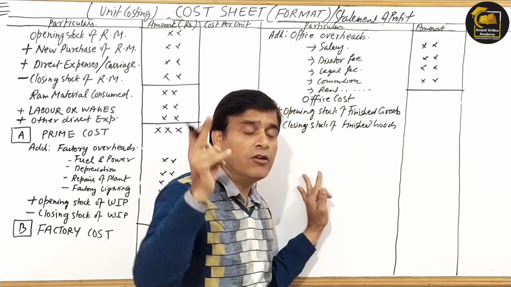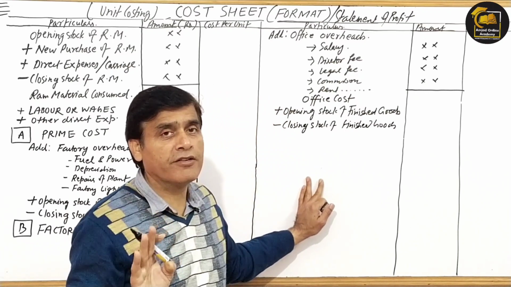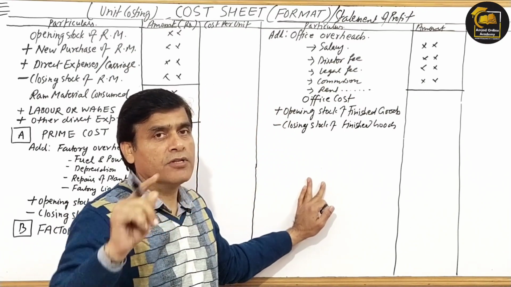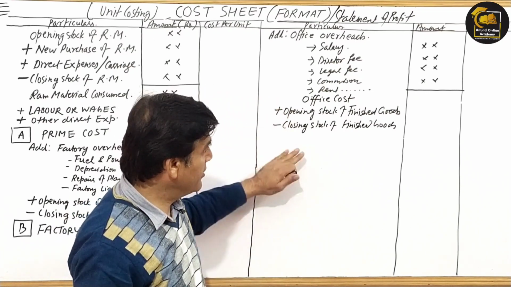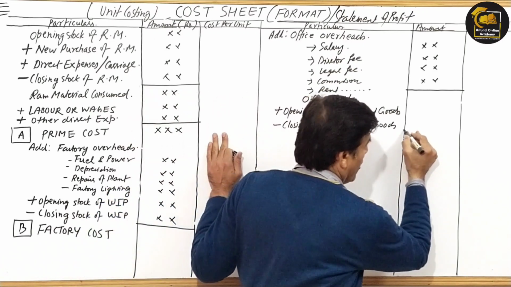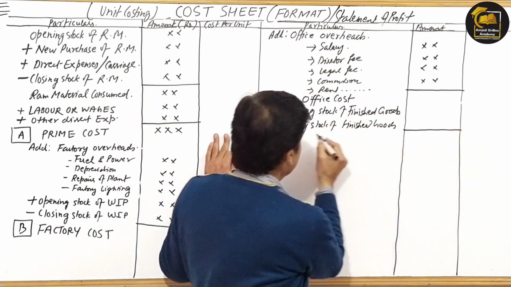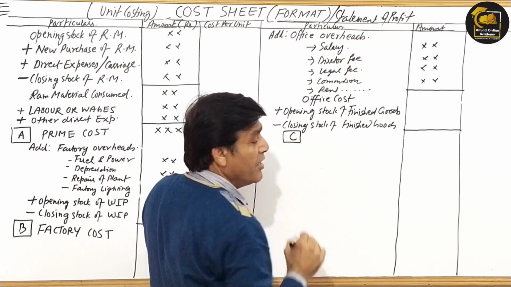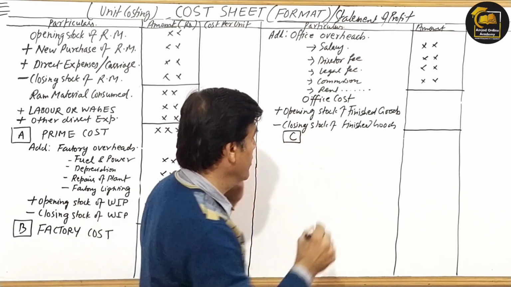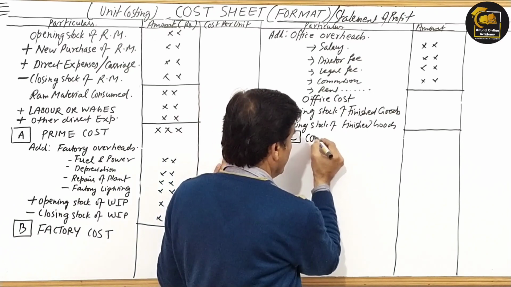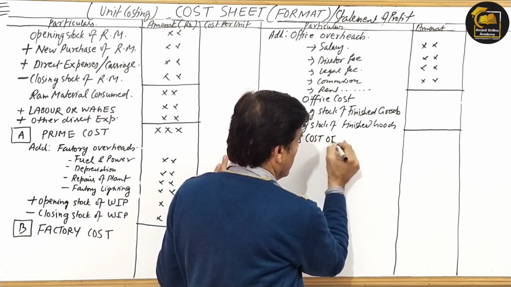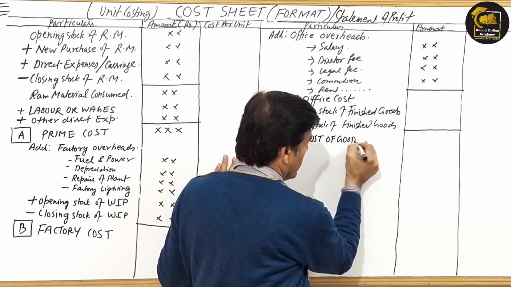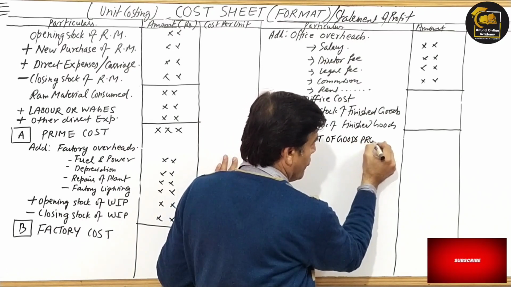As I have told you, all the opening stocks of all inventory are added and all the closing stocks are deducted. So after this adjustment, whatever comes here, that is known as the third main head of the cost sheet, which is known as cost of goods produced.